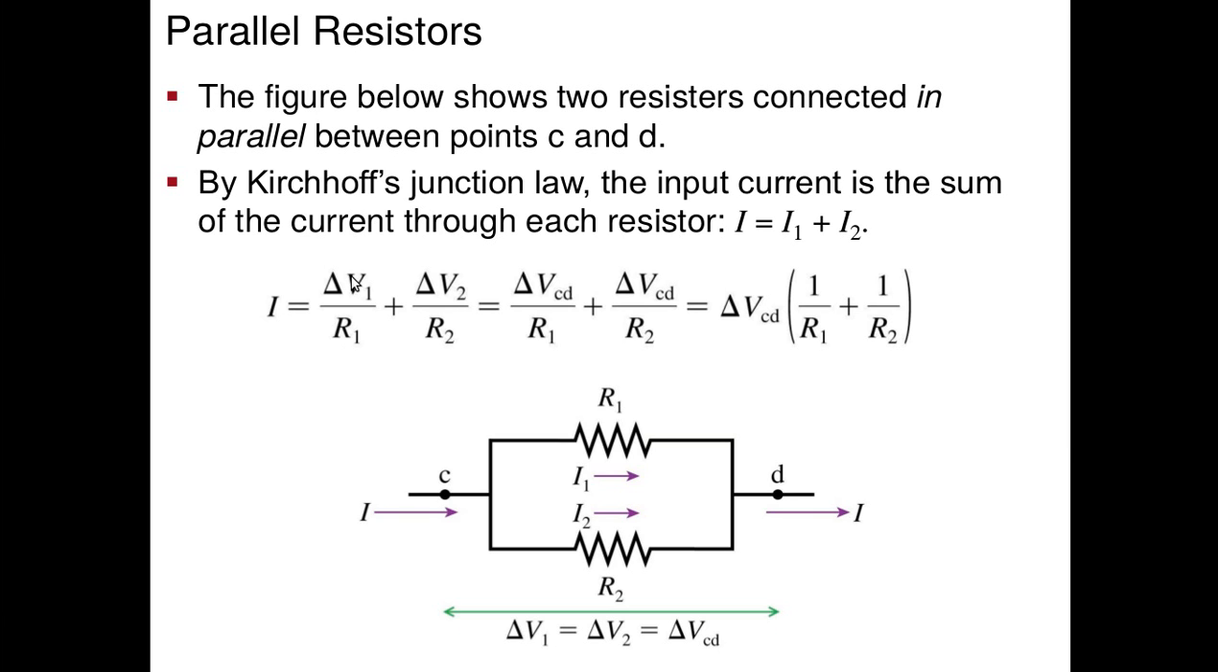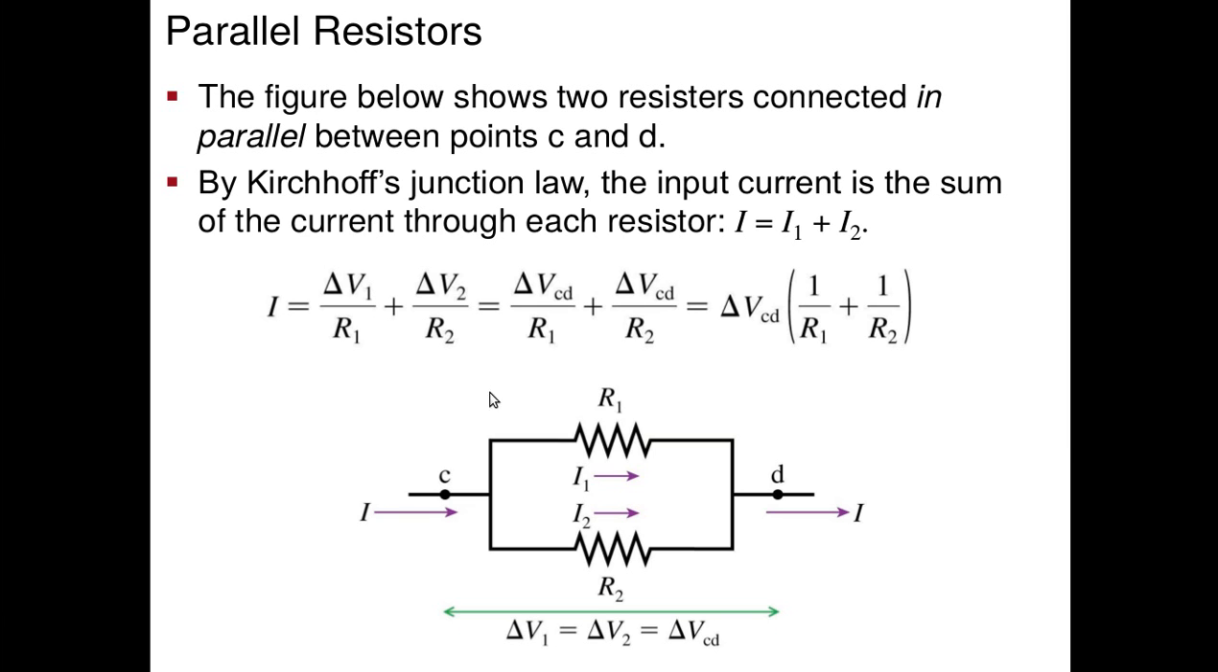So these two terms, V over R, they represent the individual currents that are going through each resistor. Right? See, this is Ohm's law. I equals V over R. So this total current has to be equal to the sum of these two currents. And I'm rewriting I1 and I2 in terms of the voltage across the resistor and the resistance. Okay, so that's V1 over R1 plus V2 over R2.